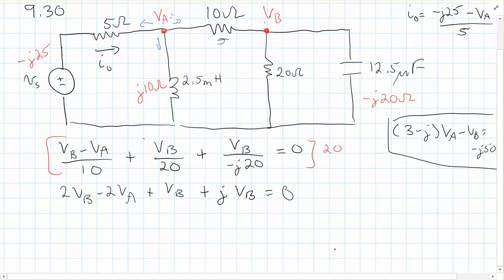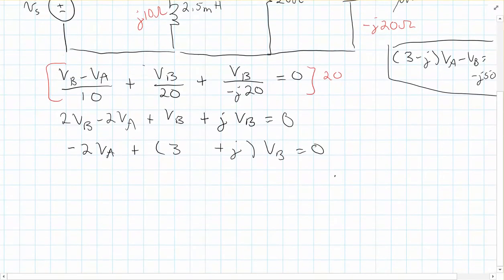Now we're going to group terms again together, so what do I have here? I've got minus 2 VA plus, then I'd have 2 VB plus VB, so that's 3 VB plus J VB, 3 plus J times VB equals 0. Alright, so I've got my two equations.